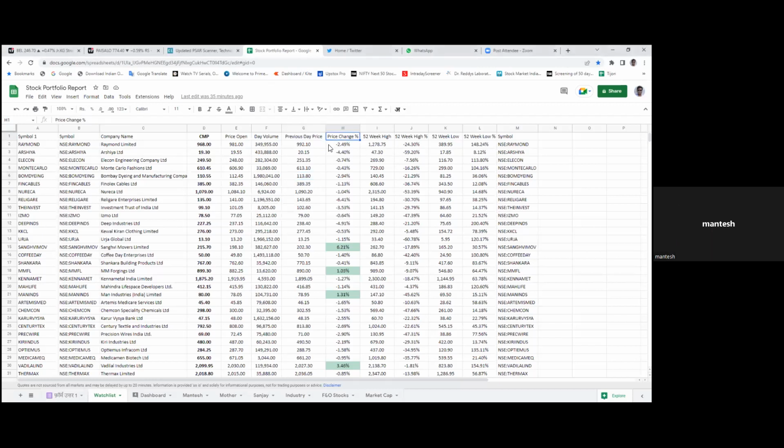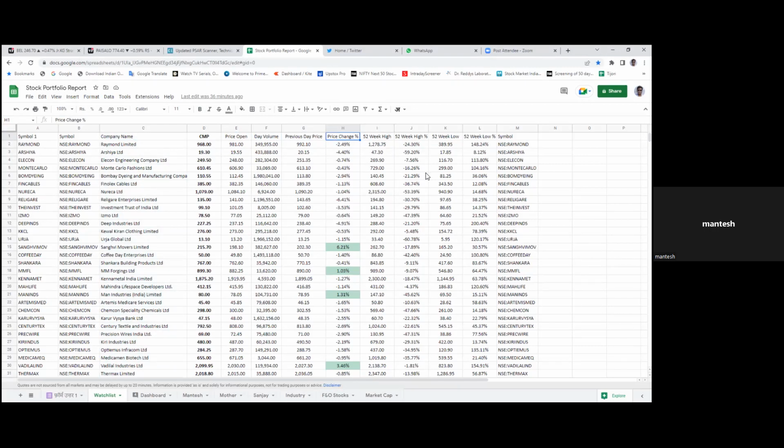Okay, so basically, this is one Google sheet which I have made to see what is happening overall in the market. Here, if you see, it is almost 1,500 stocks. I just downloaded this list from, I don't remember where, but there are a lot of resources. I pasted it and then put formulas here. This is CMP, open price, day volume, previous day price, percentage change, and then the 52-week high, low percentage, and all those things.